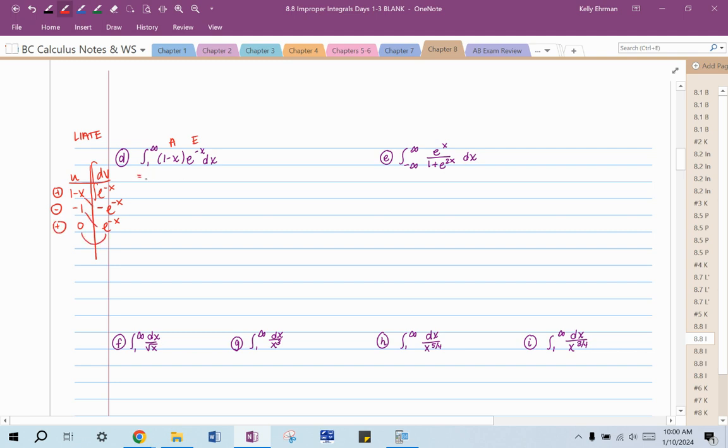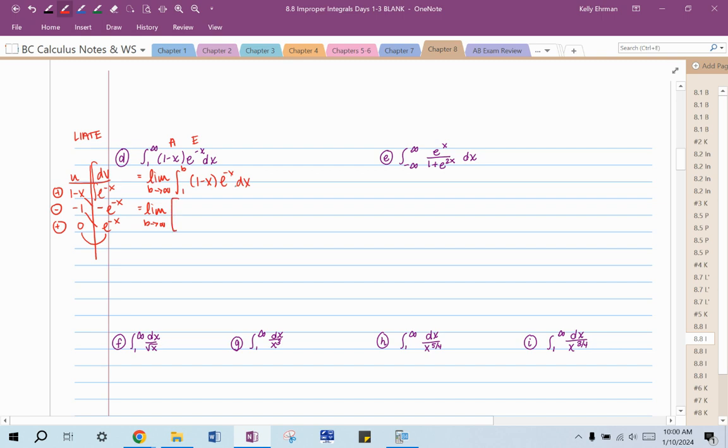So this is going to equal, we still have to use our limit notation, so be careful. This is the limit as b approaches infinity of the integral from 1 to b of, you could say u times dv if you want, or I'm just going to write out what I had. So I still have my limit notation.